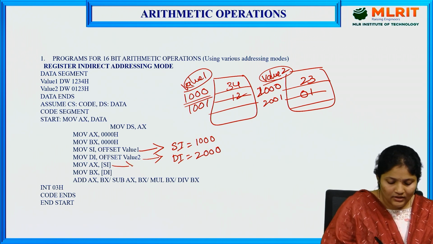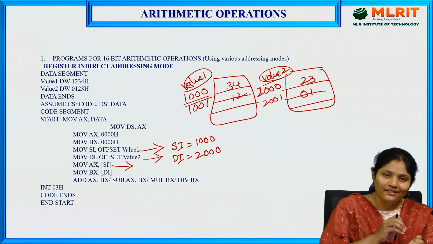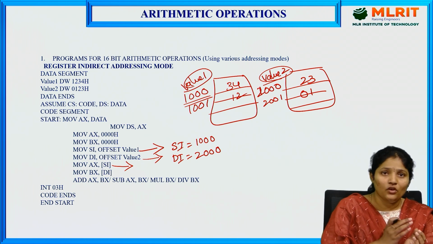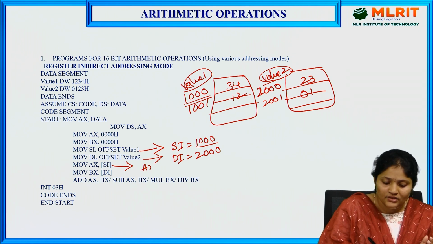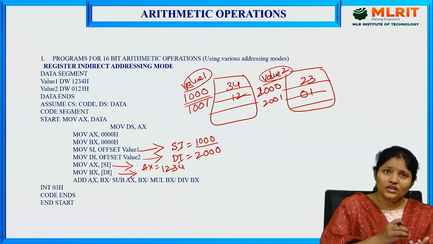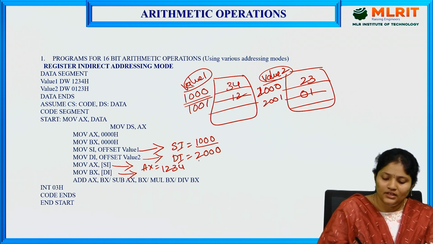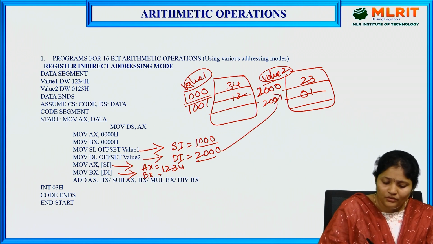So in this instruction, we are saying that the data at the address location present in SI will be used. What is the address present in SI? 1000. So the data present at 1000 will be moved to the AX register. What is the data? 3412. In this one, the data at the location present in the DI register, which is 2000, is moved to the BX register: 2301.